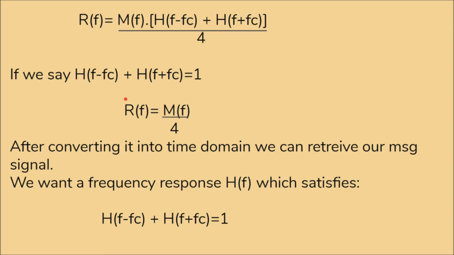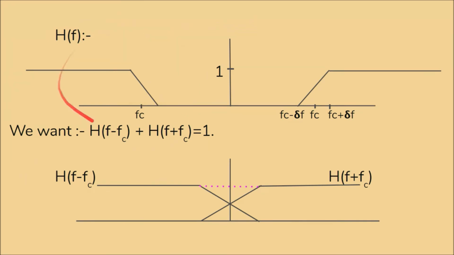Now let's see what H(f) can be. So this was our H(f) spectrum. Now we have the condition that H(f - fc) + H(f + fc) should be equal to 1. Now H(f - fc) is nothing but shifting this whole spectrum towards the right by fc. So if we shift this whole spectrum to the right, this part will go to 2fc and this part will come to the center. Now H(f + fc) is shifting this whole spectrum towards the left by fc. So this part will go to -2fc and this part will come to the center. If we filter out the 2fc frequencies, we get this resultant spectrum.